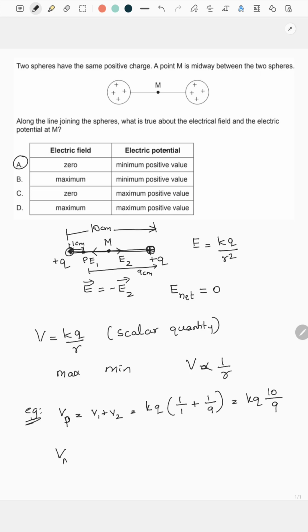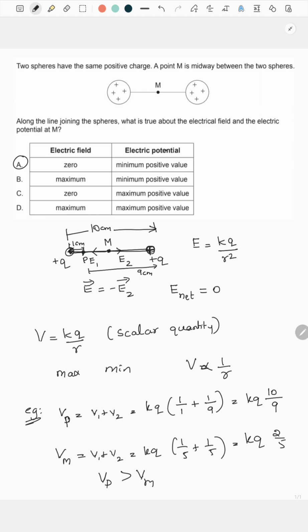So now let's see what's the potential at the midpoint. Again, V1 plus V2. To the midpoint, the distances are 5 and 5. So 1 by 5 plus 1 by 5, which will give you KQ times 2 by 5. If you see this, VP is greater than VM, that is, the potential at P is greater than the potential at M.